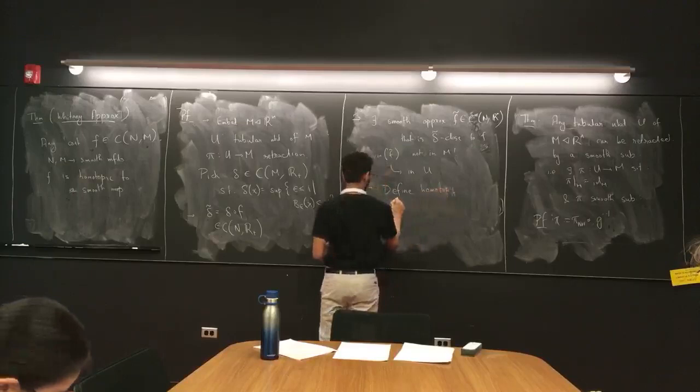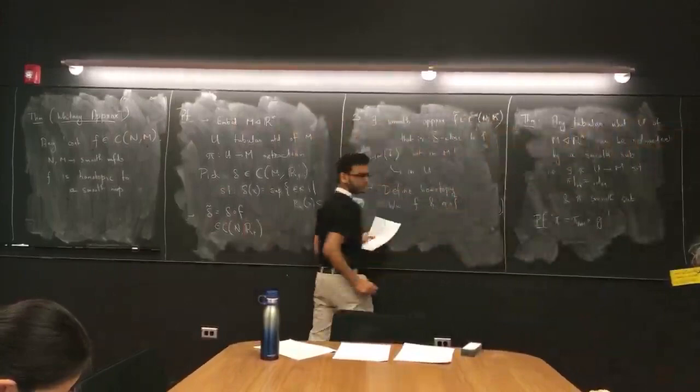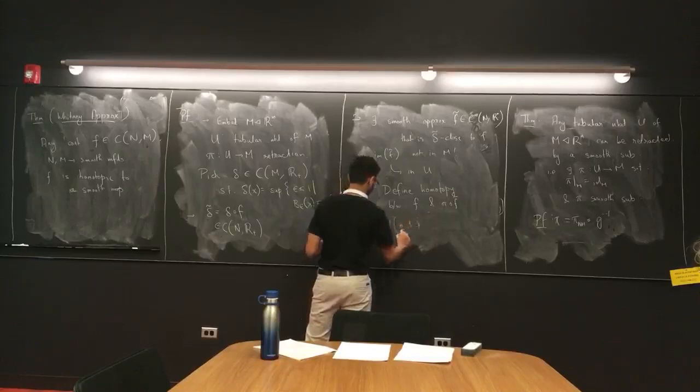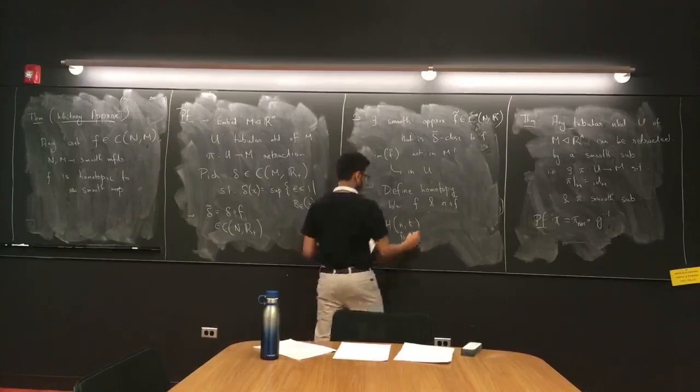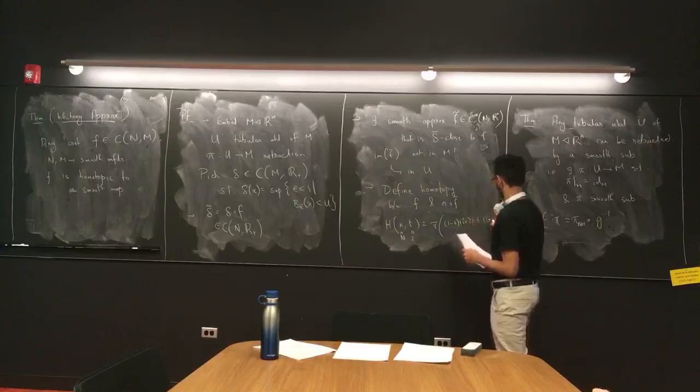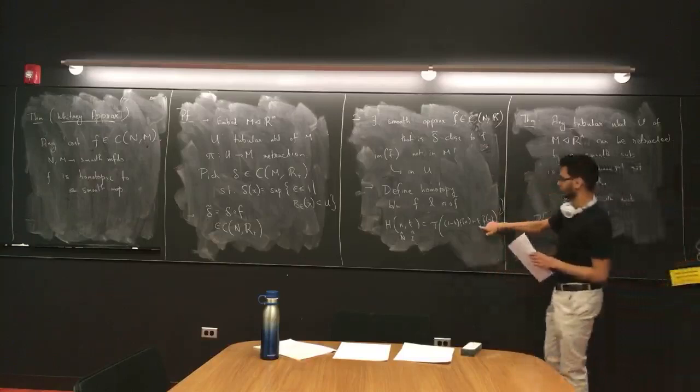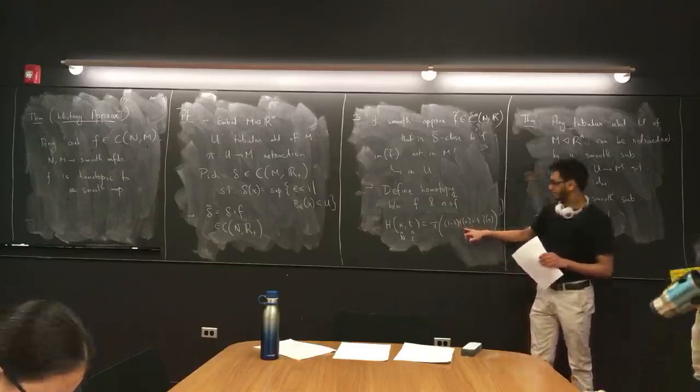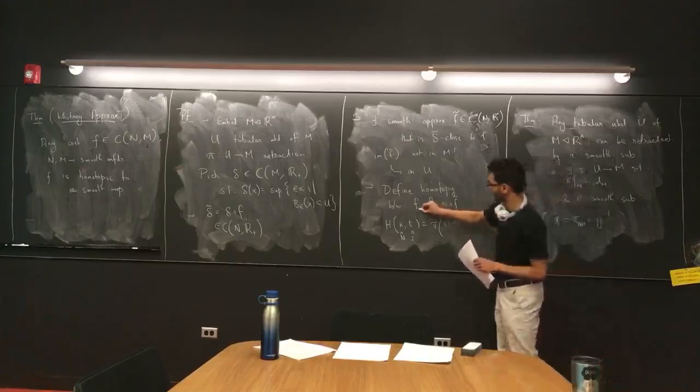Between F and pi composed with F tilde, as just H of a point n comma t, where n is in the manifold N and t is in the interval, as pi of (1 minus t) F of n plus t F tilde. So at t equal to 0, this homotopy gives you F of n. So F is basically identical to pi composed with F.